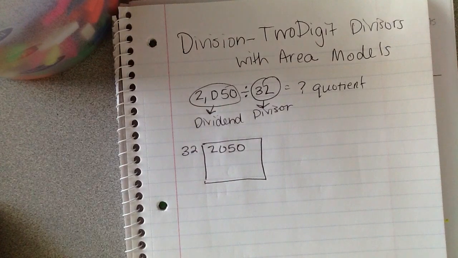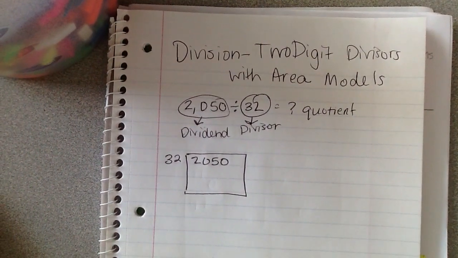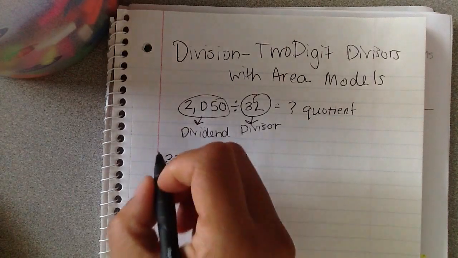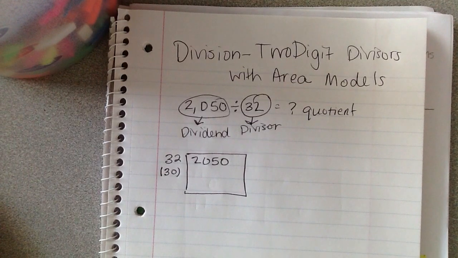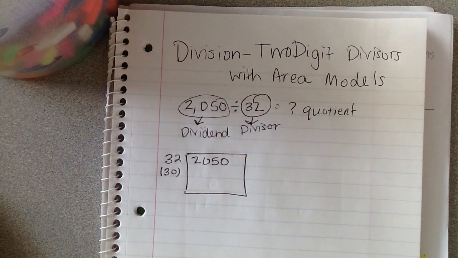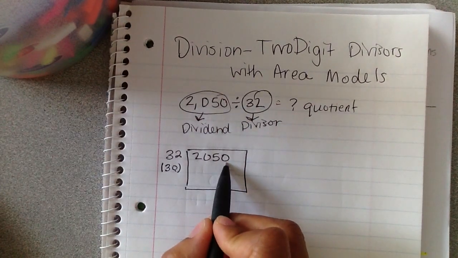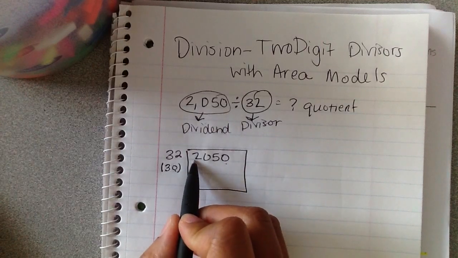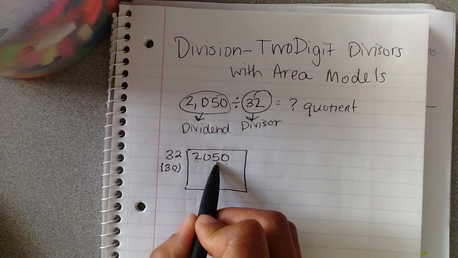Now, 32 is not necessarily an easy number to count by and figure out exactly how many times it will go into 2050. However, an easy number that's close to 32 is 30. So when you're dividing with a two-digit divisor using an area model, you can write an easy number down below to help you figure out what you want to count by. If I start with my first digit, I know it won't go into 2. It's too big to go into 20, but it will go into 205.